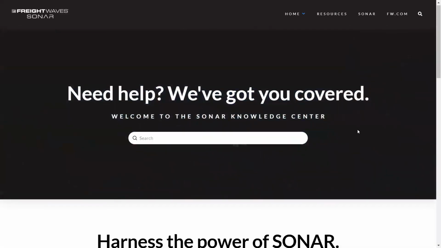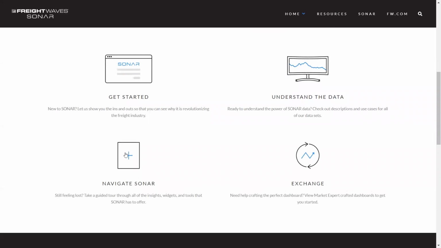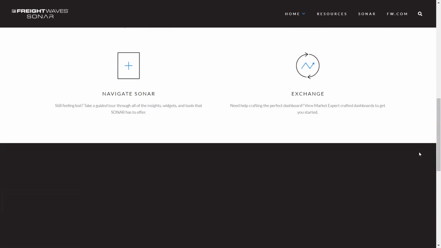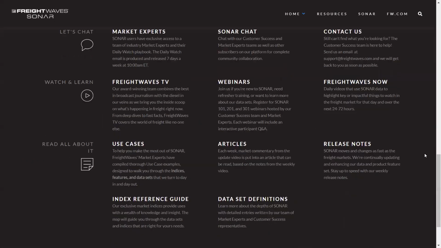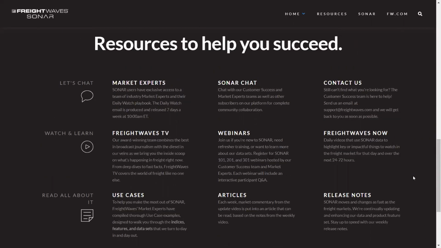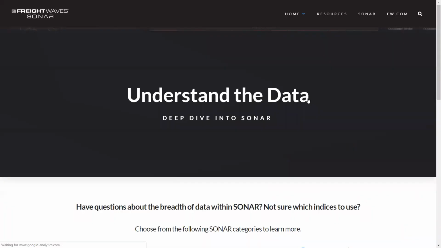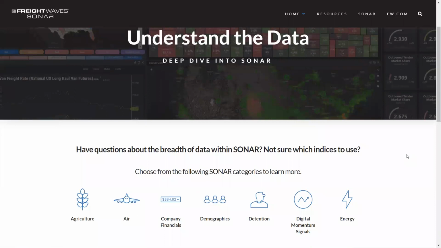There's a search bar right here, or you can scroll down and see Get Started, Navigate Sonar, Understand the Data, and our Exchange platform. We also have different things like FreightWaves TV, use cases, index reference guides, data set definitions, webinars, all kinds of stuff right here for you at a click. Understand the Data is probably one of your most important.